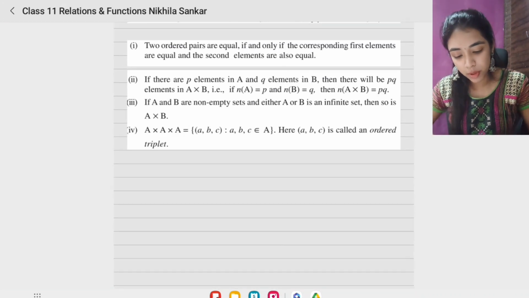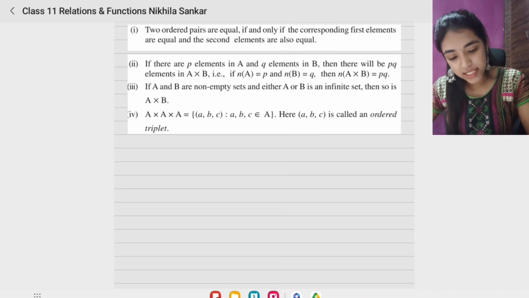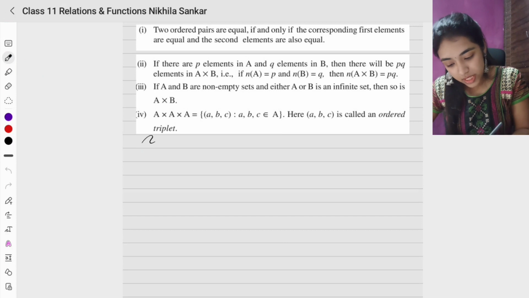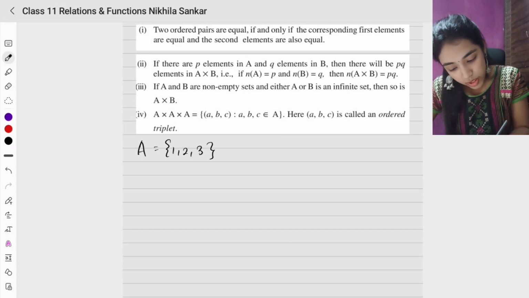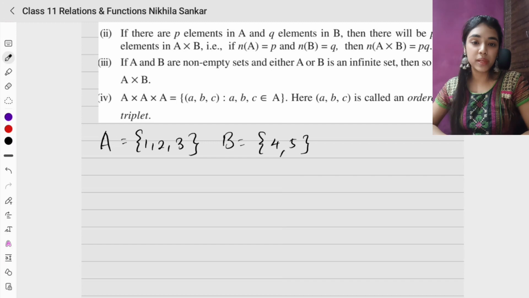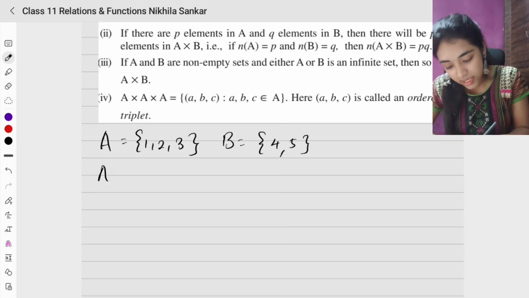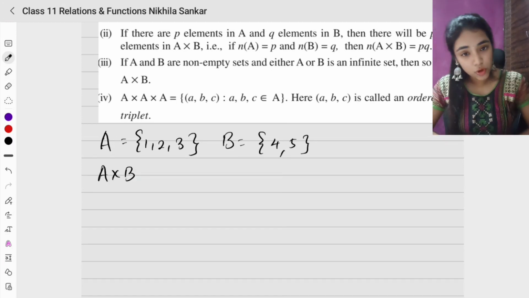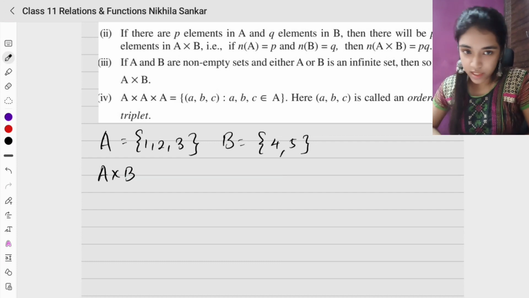When we are talking about two sets A and B, for example, I have a set A which is going to have the elements 1, 2, 3 and set B which is going to have the elements 4, 5. So I'm going to see what is the relation between the set A and B, and this is going to be my Cartesian product. A cross B, that is what we call the Cartesian product.